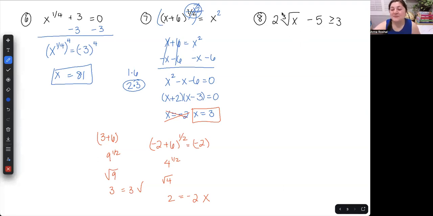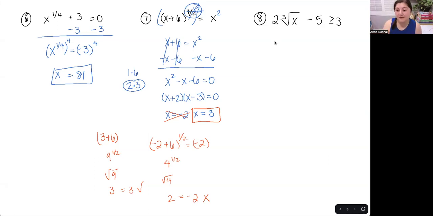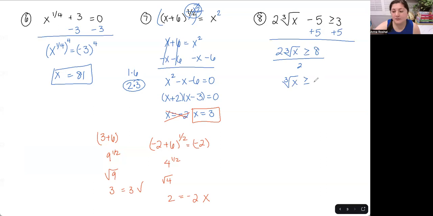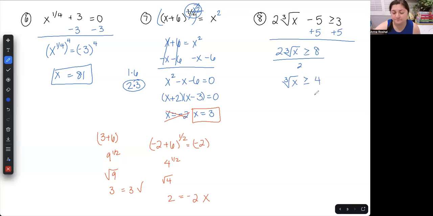Okay, so the rules from all the previous 7 problems still apply. We still want to get the radical on its own. So in order to do that, I'm going to add 5 to both sides. And I'm going to end up with 2 times the cube root of x is greater than or equal to 8. Then I'm going to divide by 2 on both sides. So now I'm looking at the cube root of x is greater than or equal to 4.